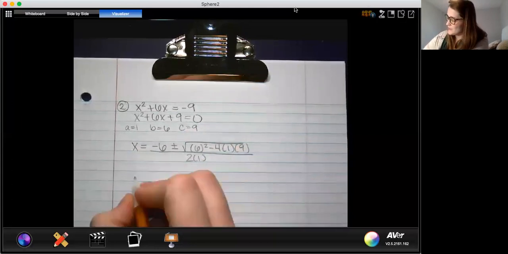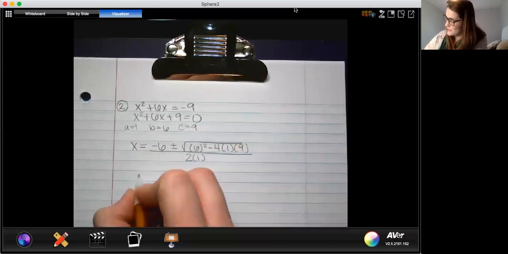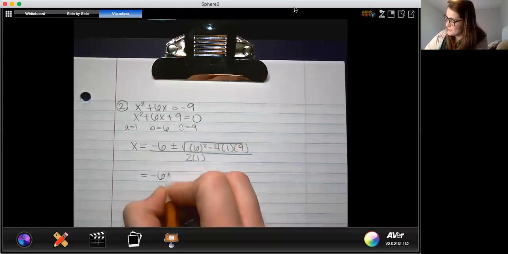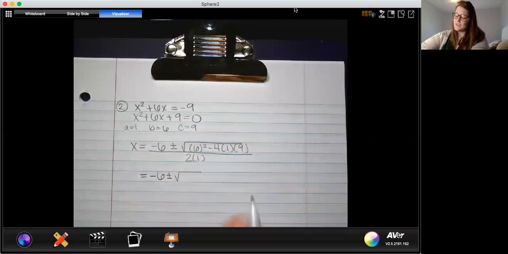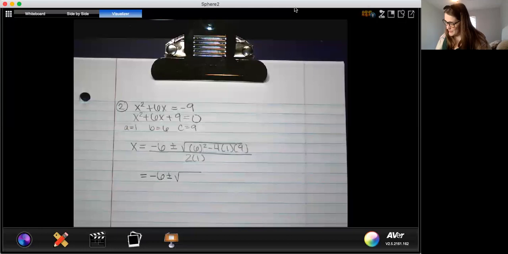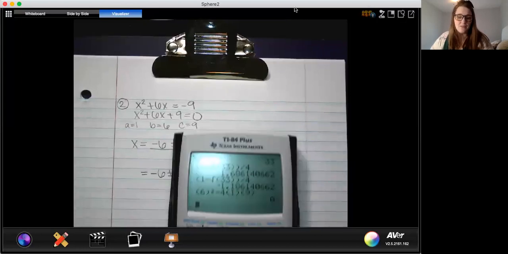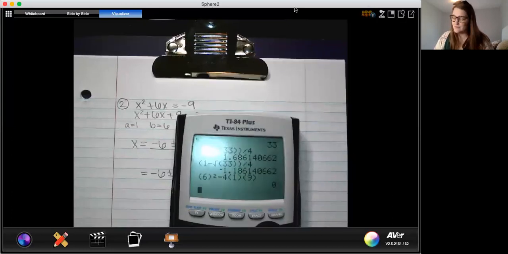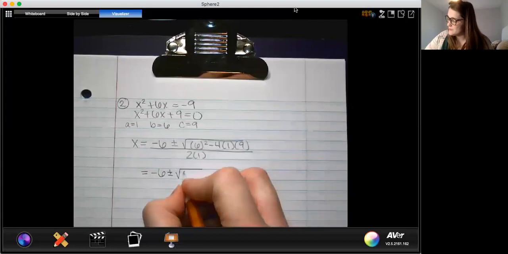And again, this is a must show. And then we go and simplify negative 6 plus or minus the square root. I'm going to substitute in that information. Parentheses 6 squared minus 4 times 1 times 9. Now this one's a little easier. You can probably do it in your head. This one comes out to be 0.